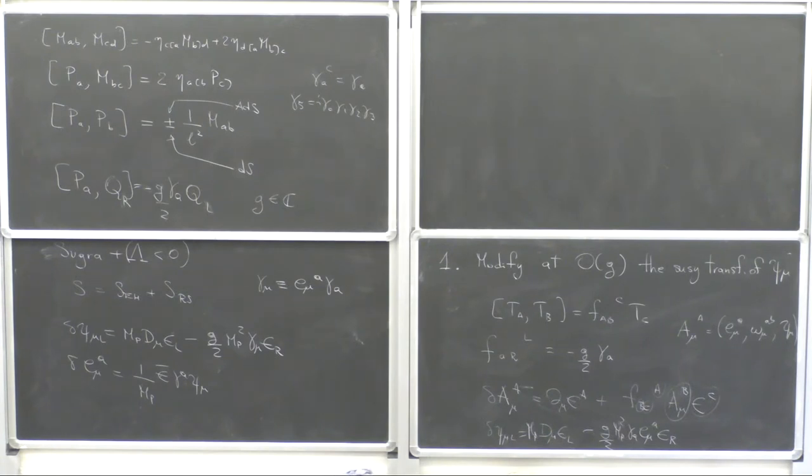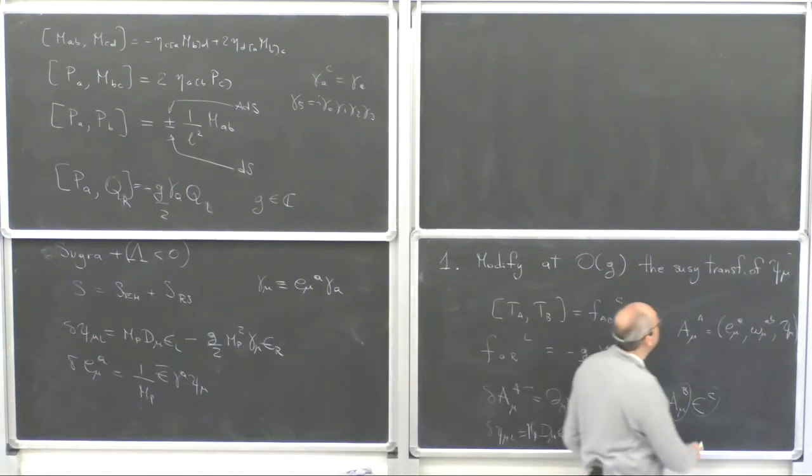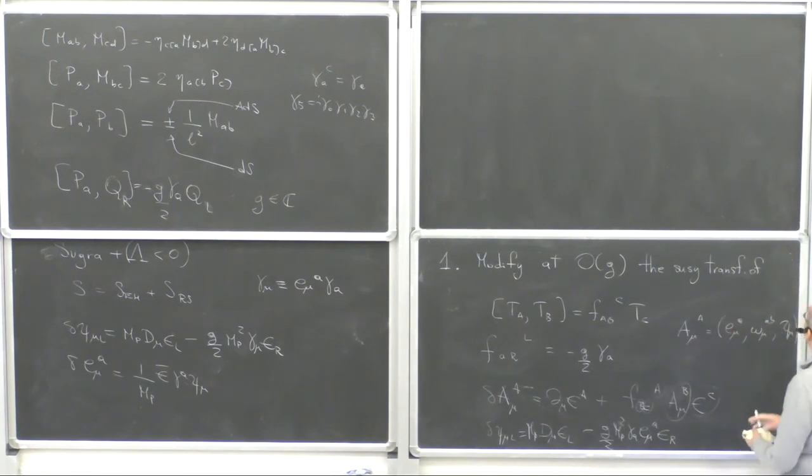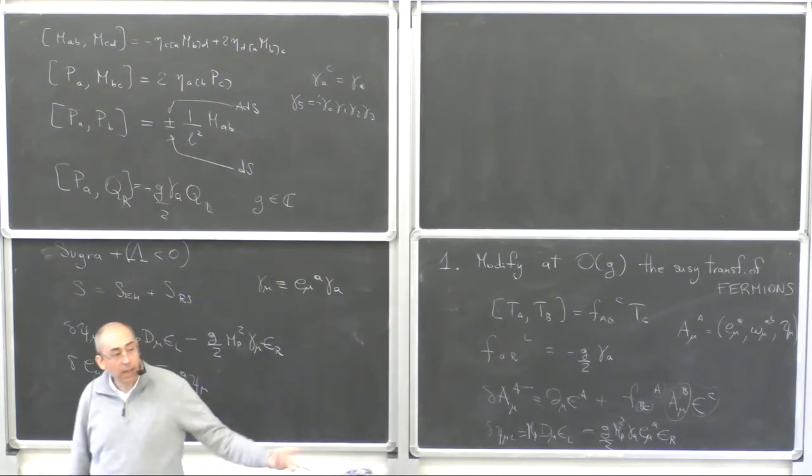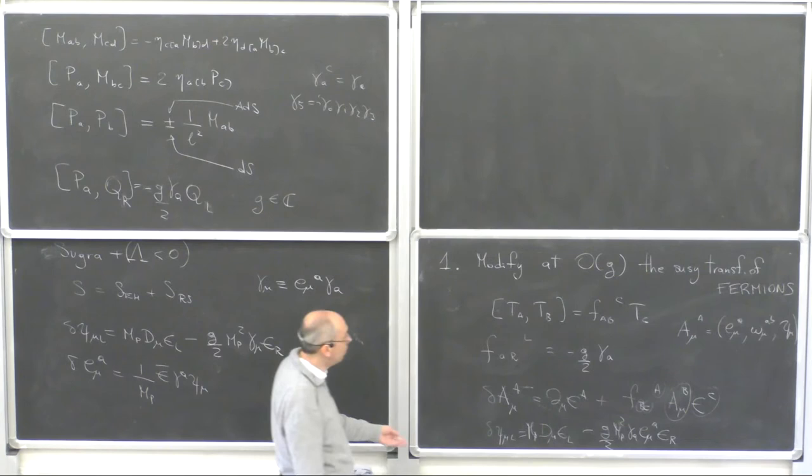So this is the first step. In order to introduce a cosmological constant, I have to modify the supersymmetric transformation of the gravitino. In general, here we have only one fermion, which is the gravitino, but the general rule is that I have to modify the supersymmetric transformation rules of all fermions in my theory at order g. Here I have only the gravitino, but in a general supergravity theory I might have additional fermion fields, and I will have to modify at order g all these transformations.